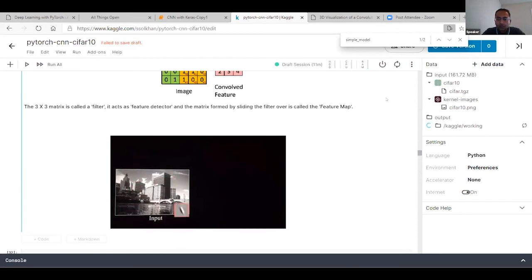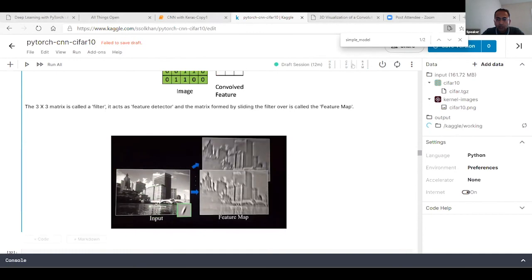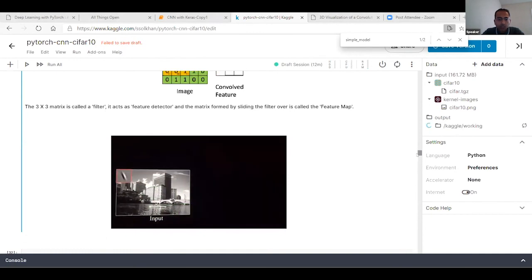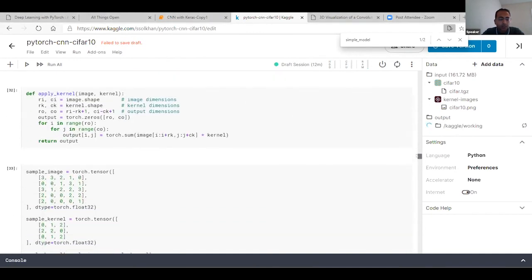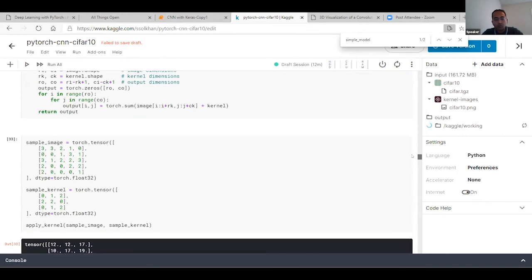If I move to the next step, I'm just playing with the code and seeing how I can apply this kind of convolution and see what the printout is again.